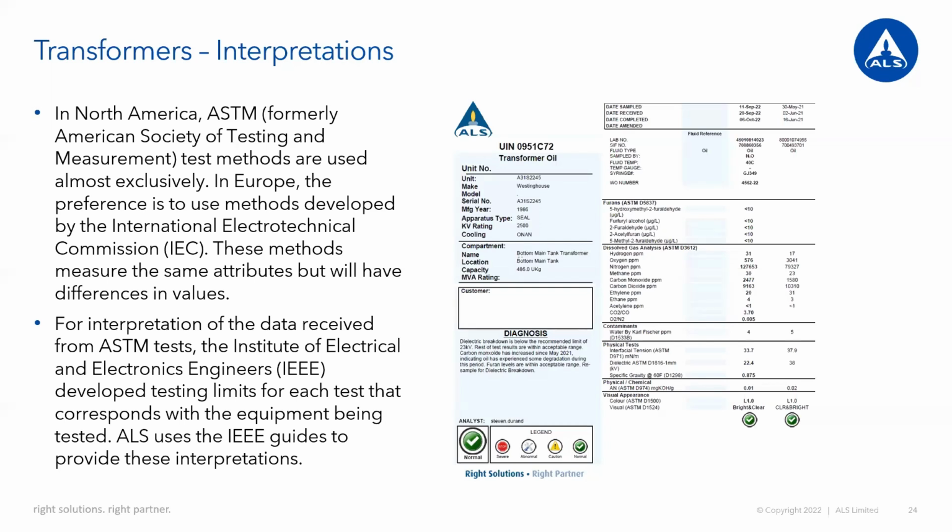For interpretation of the data received from ASTM tests, the IEEE developed testing limits for each test that corresponds to the equipment being tested. ALS uses the IEEE guides to provide these interpretations. Unlike in other oil testing, we do all of our testing based off IEEE versus the manufacturer's original requirements, because that's just how we need to do things.